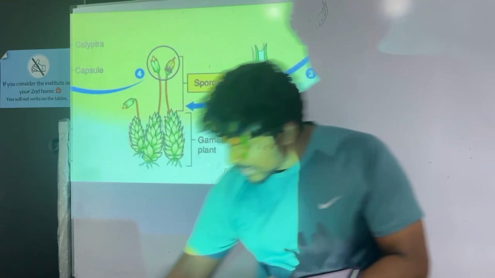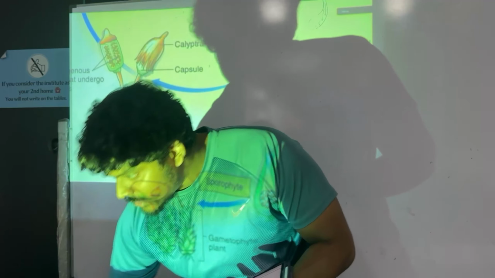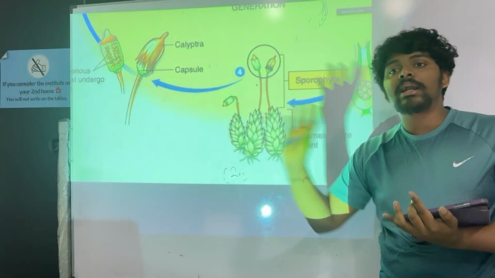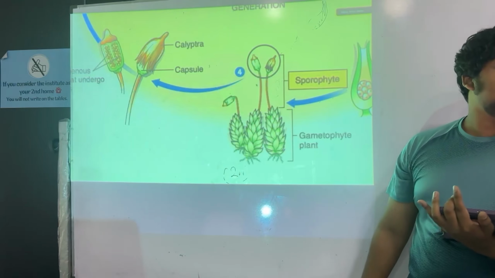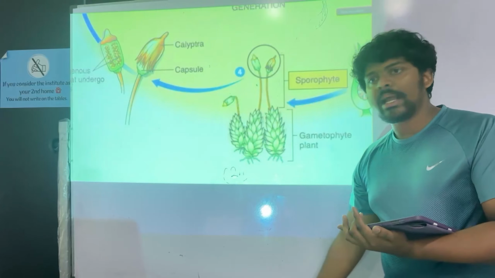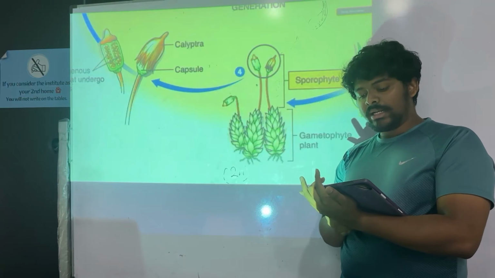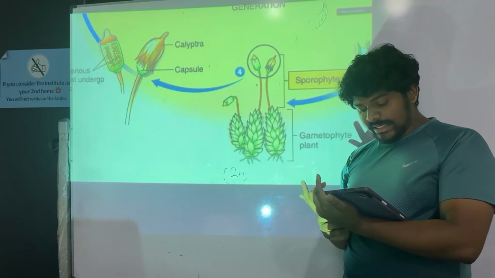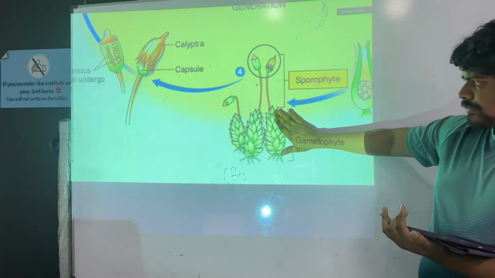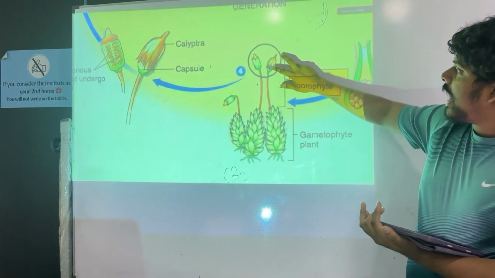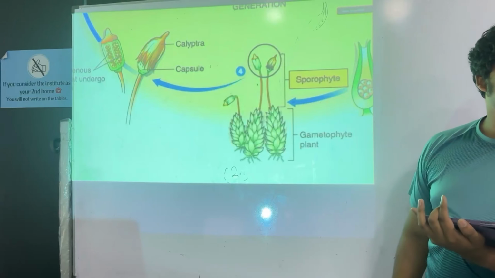As you can see in this diagram, the sporophyte is not removed from that gametophyte. The sporophyte remains within the female gametophyte. It is attached to the female gametophyte. Understood? The sporophyte consists of a foot, seta and capsule. So the foot is the way it is attached to the plant, then the seta, and this part is the capsule. Foot, seta and capsule.